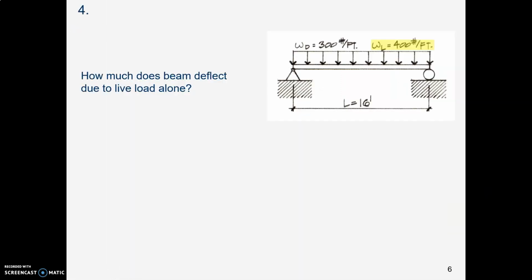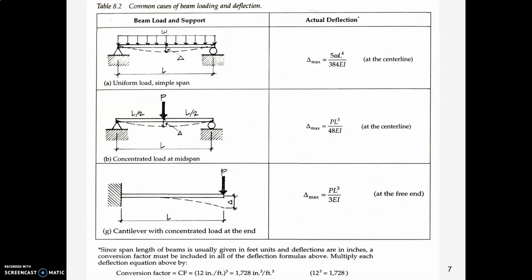So now we can start to answer the question, how much does this beam deflect due just to the live load alone? To find the formula we're going to use, let's look at this handout that we have. This handout shows you pictures of different load conditions and tells you what formula to use for the particular situation you have. And you have a simply supported beam with a distributed load, as we see in this picture. So we're going to use this formula here.